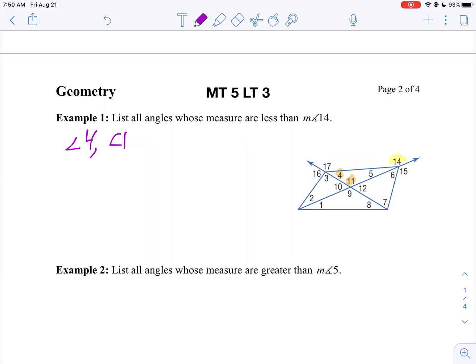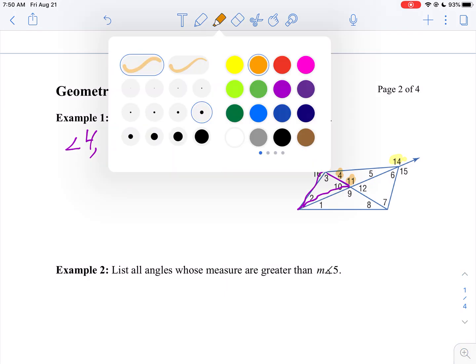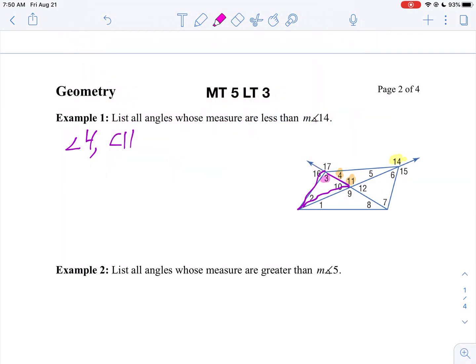or angle 11. Well, notice angle 11 is an exterior angle to the triangle on the left, let me trace it for you. So angle 11 is an exterior angle to this triangle here. That makes angle 11 greater than angle 2 or angle 3. So I'll include those in there too. Since angle 14 is bigger than angle 11 and angle 11 is bigger than angle 2 or angle 3, that makes angle 14 bigger than angle 2 or angle 3.